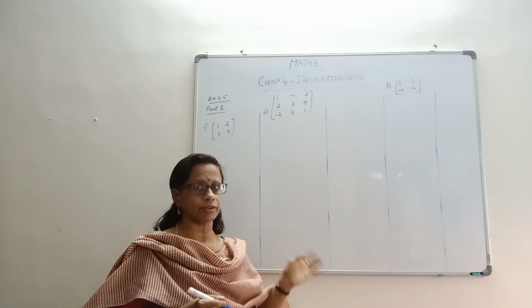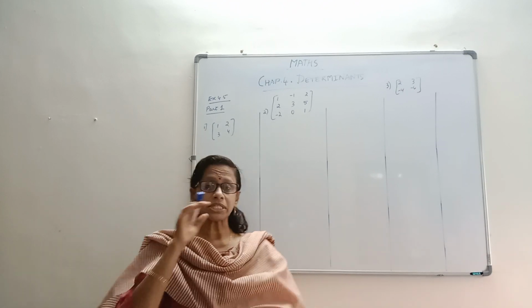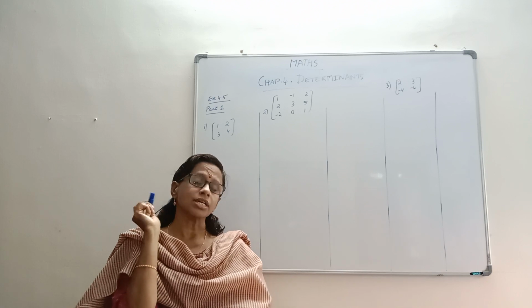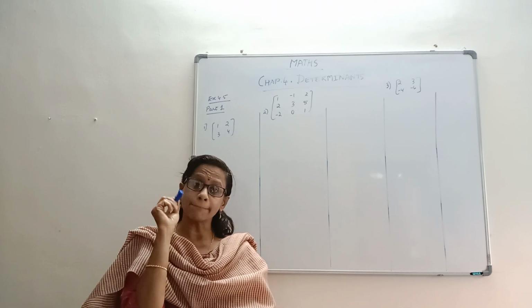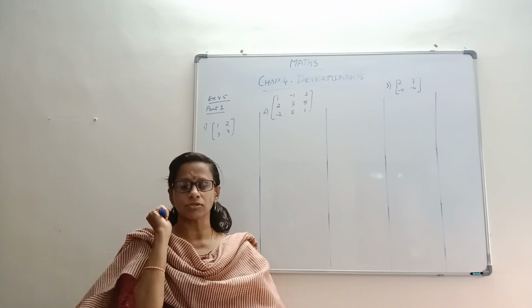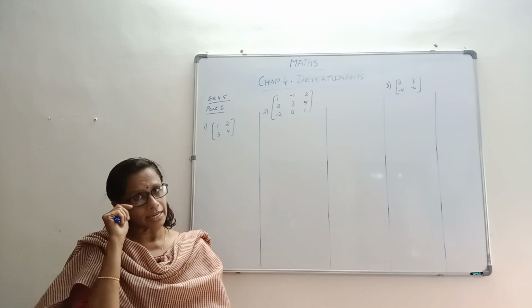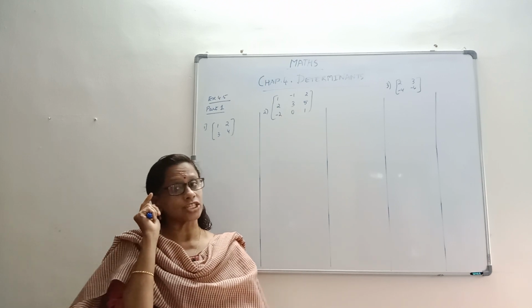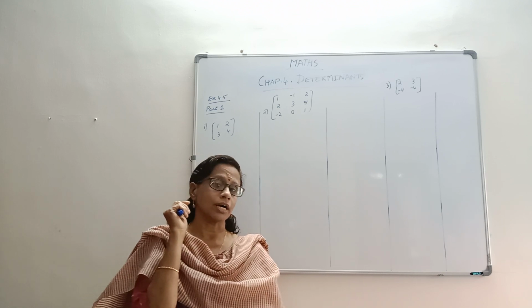Suppose A is a given matrix, the adjoint of A is a matrix that we are going to find. The speciality of the adjoint is that matrix A into adjoint of A by determinant of A will give you the identity matrix. So in some sense, it's an inverse, right? Given a matrix A, A inverse is adjoint of A by determinant of A. Like that you can find the inverse.